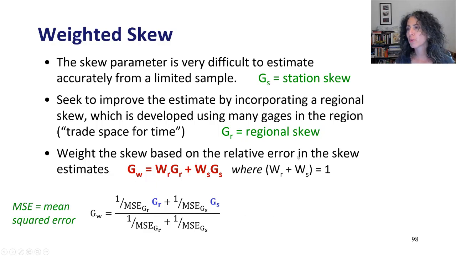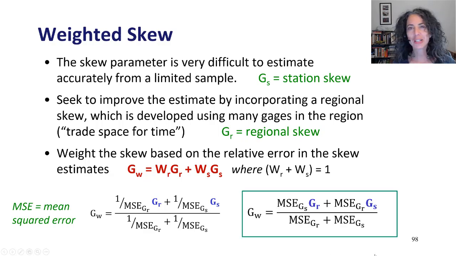So what will happen here is with a smaller sample, there'll be more error in the station skew, meaning a larger mean square error. And so the station skew will then have a lower weight against the regional skew in the weighting formula. And with a longer record station, the station skew estimate is going to be more accurate and have less error, and then the station skew will get a larger weight in the formula against the regional skew. So the regional skew will have more power when weighted against a shorter record station, and less power when weighted against a longer record station.